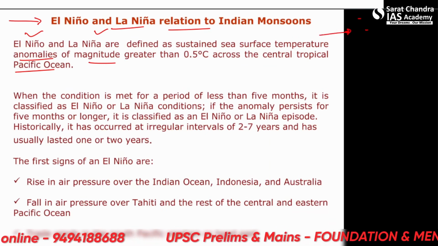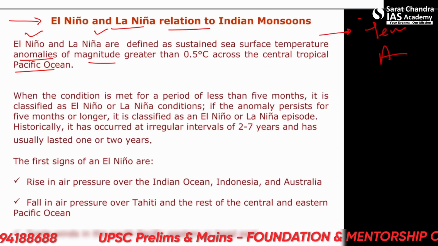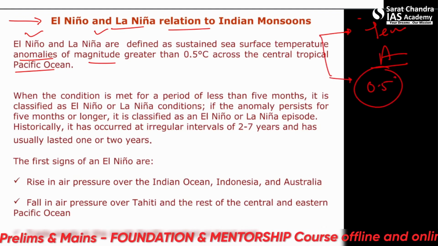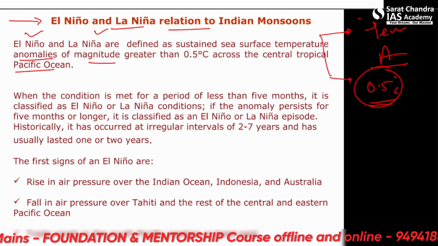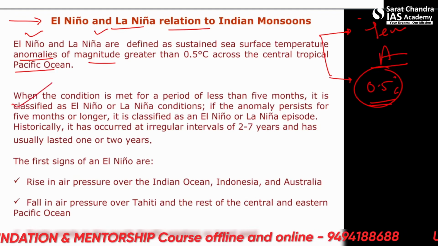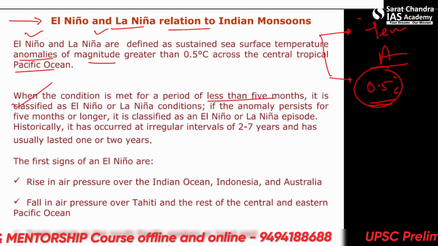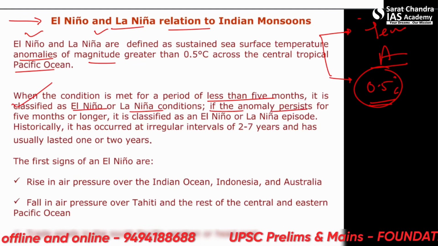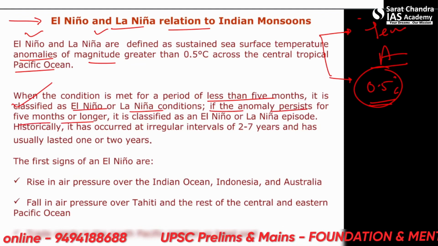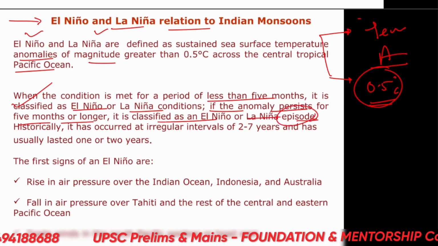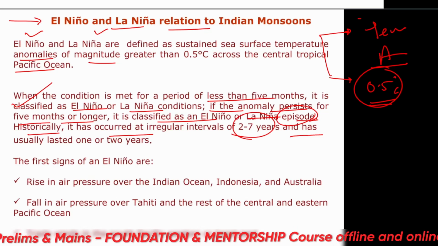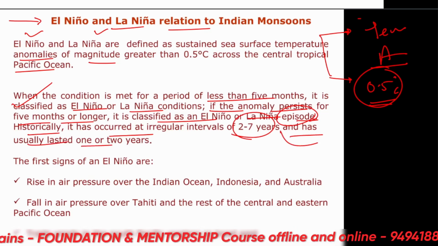So what are El Nino and La Nina? They are temperature anomalies. And please also remember the extent: 0.5 degree Celsius sustained temperature, on both sides of the zone. When the condition is met for a period of less than 5 months, it is classified as El Nino or La Nina conditions, which means if the anomaly persists for 5 months or longer, it is classified as an El Nino or La Nina episode. Historically, it has occurred at irregular intervals of 2 to 7 years and has usually lasted 1 or 2 years. The reason is unknown for this.